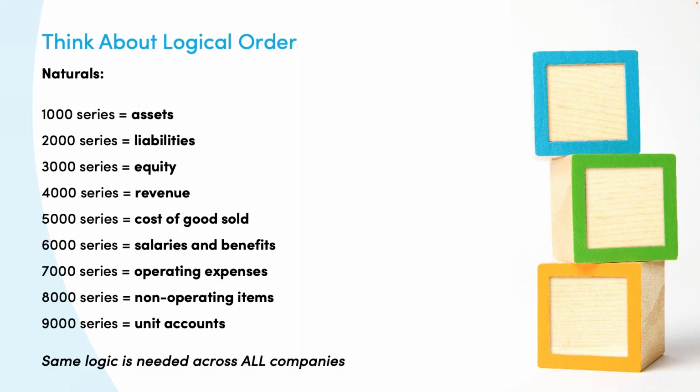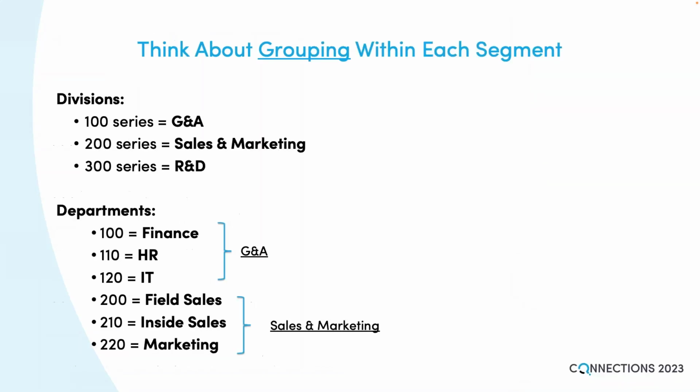What does this let you do? Immediately, from a training perspective, everybody can see what's required there, and easily understand the sequencing and segmenting of the chart. Next is to think about grouping, right? So say I had divisions and departments.